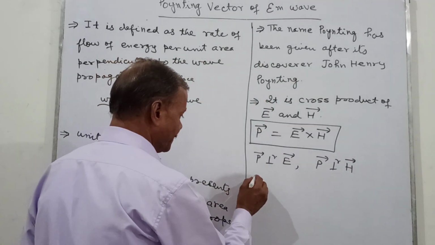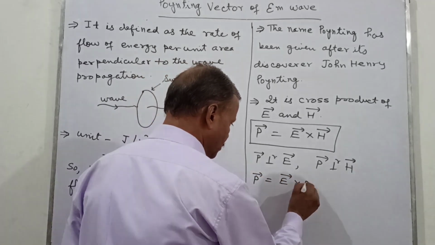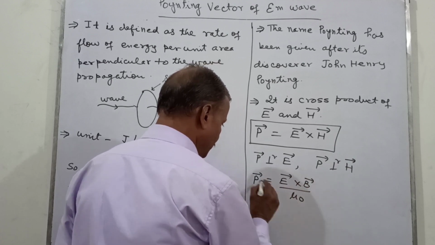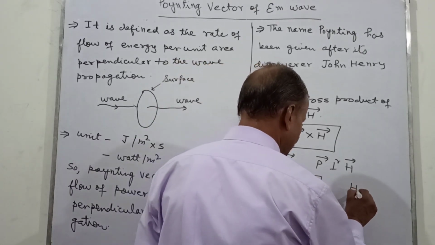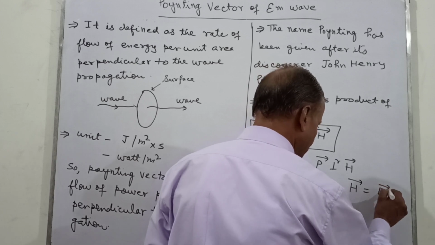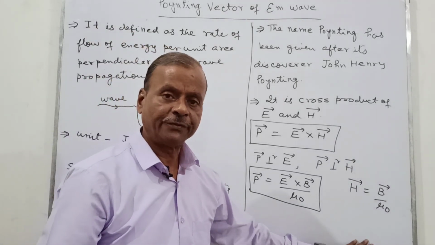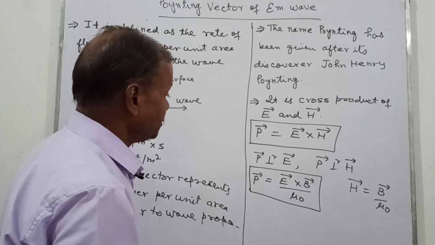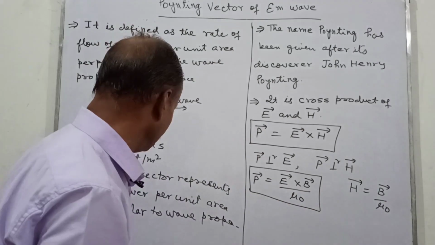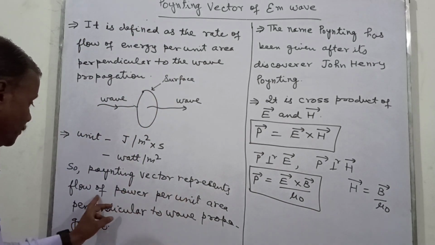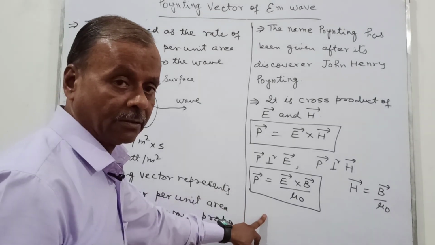Now we can have that P is equal to E cross B upon mu naught, as H is equal to B upon mu naught. We know this relation, mu naught is the magnetic permeability of free space. So it is perpendicular to both E and H. So this means that P is along the direction of propagation of the wave. This is what we have written here, that it represents the flow of power per unit area perpendicular to the wave propagation. So it is always along the propagation of the wave.